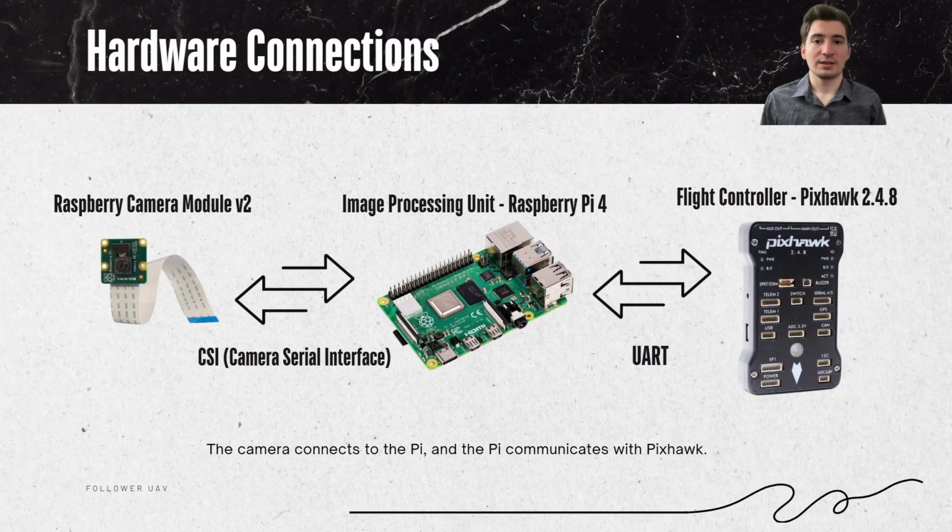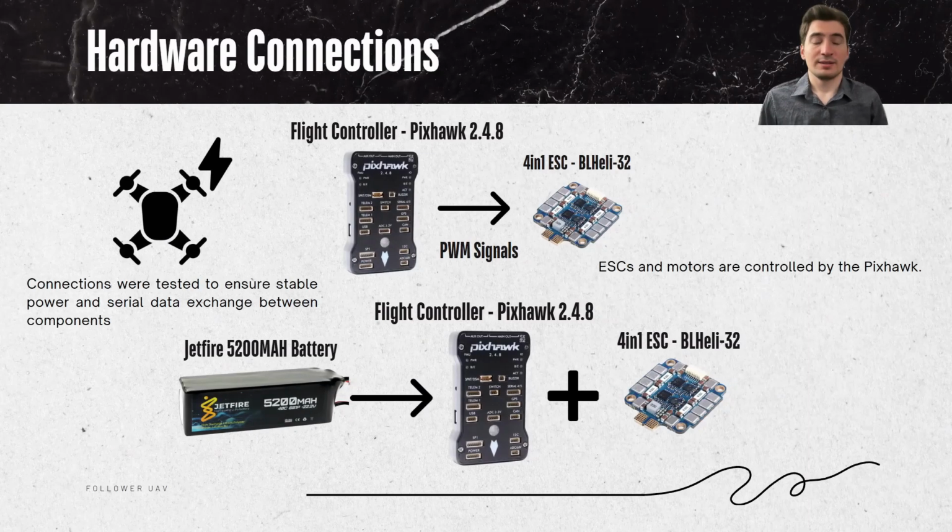Hardware connections. The diagram shows the system's connection flow. The camera sends image frames to the Raspberry Pi, and the Pi processes the frames and sends velocity commands to Pixhawk via UART. All communication happens in real time. This is the physical hardware setup on the drone. Pixhawk is connected to the 4-in-1 ESC, which drives the brushless motors. The Raspberry Pi and Pixhawk are mounted on the frame, powered by a 5200 mAh LiPo battery.